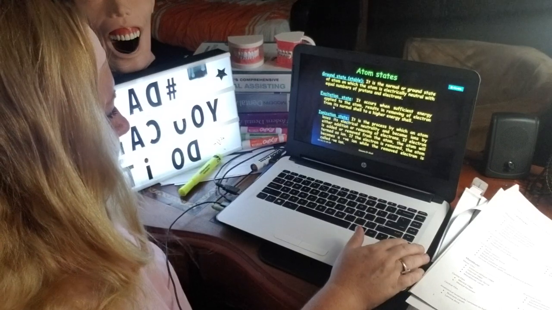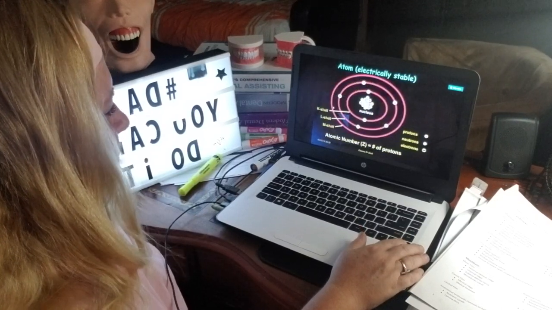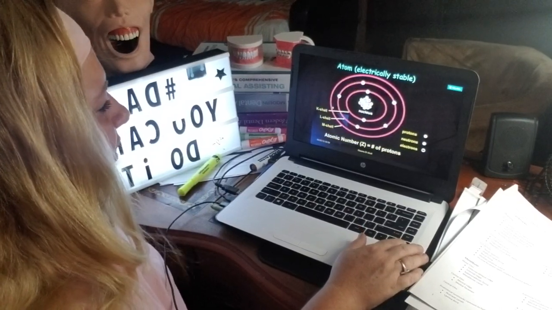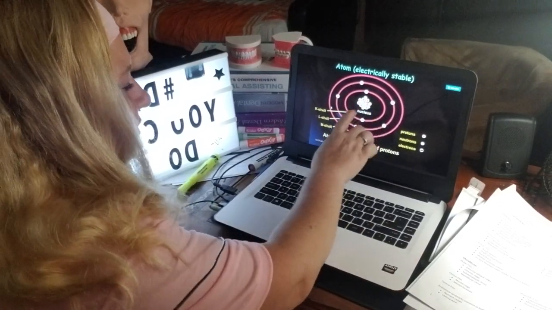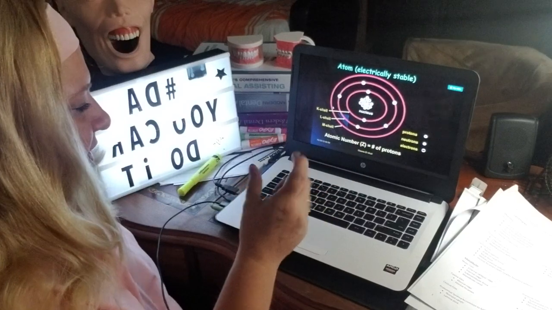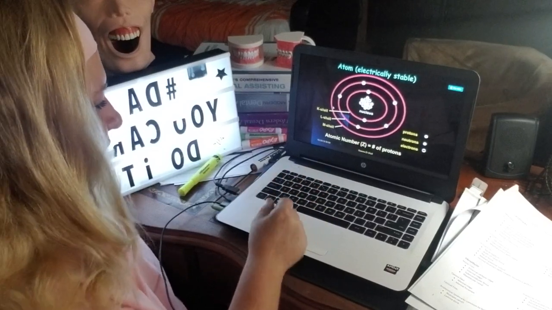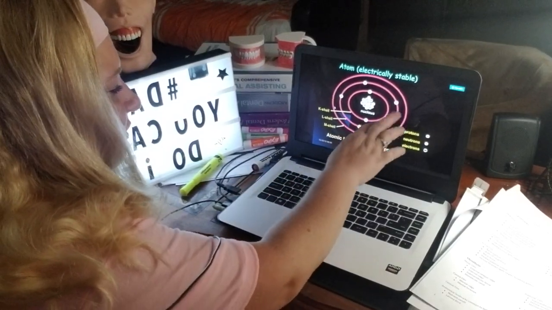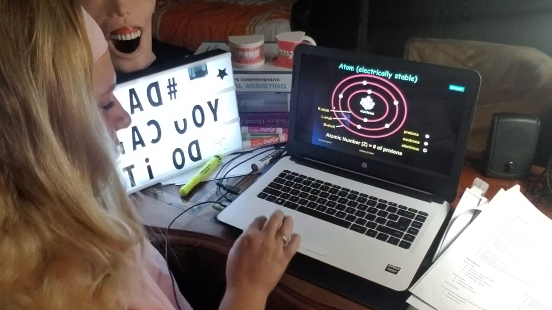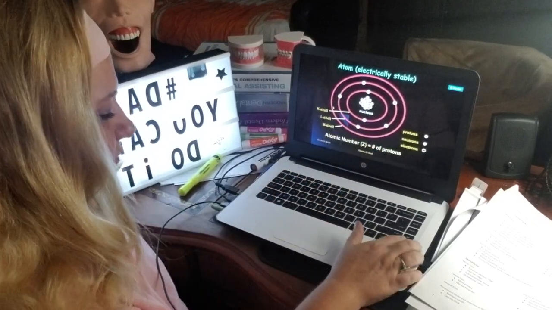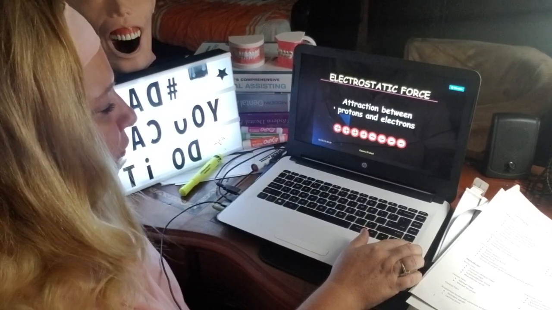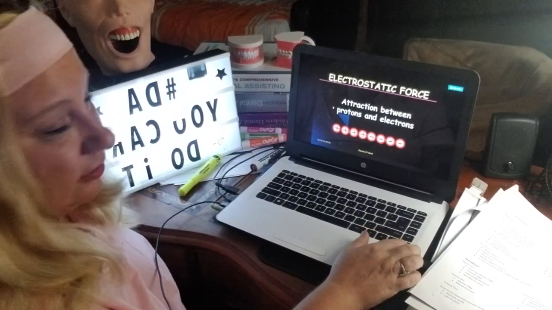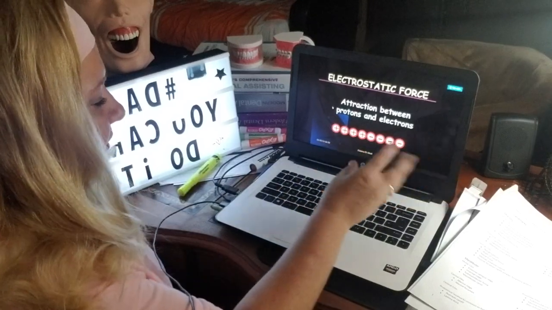Let's see here. I want to show you this. This is an electrically stable atom, okay? This is the nucleus of the atom, the center of the atom. These are the negative electrons, and the neutrons have no charge. Electric force is the attraction between protons and electrons. You've got positives and negatives.